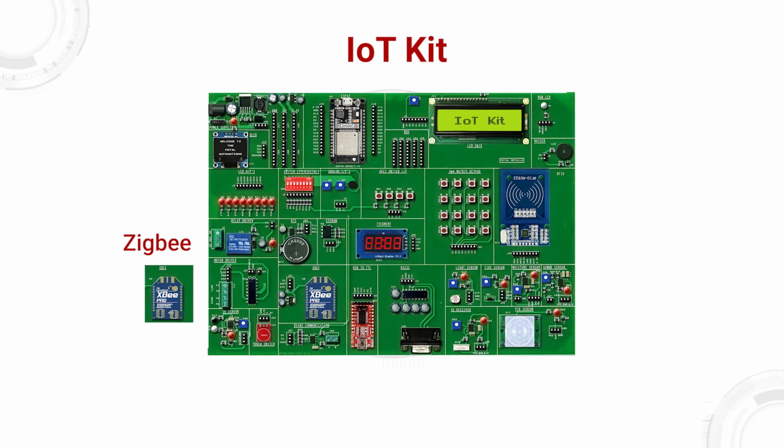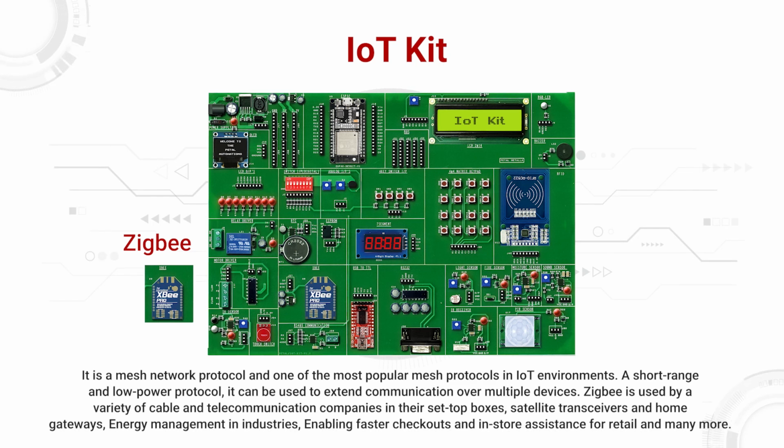Zigbee is a mesh network protocol, one of the most popular mesh protocols in IoT environments. A short-range and low-power protocol, it can be used to extend communication over multiple devices. Zigbee is used by a variety of cable and telecommunication companies in their set-top boxes, satellite transceivers and home gateways, for energy management in industries, enabling faster checkouts and in-store assistance for retail, and many more.